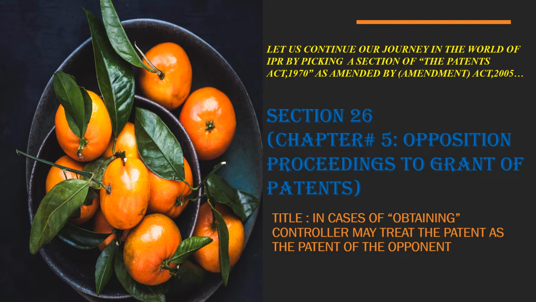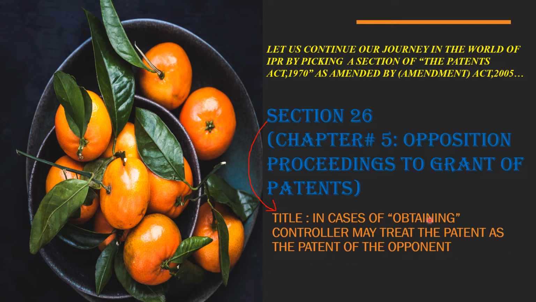Okay, now let us continue our journey in the world of IPR by picking a specific section of the Patents Act 1970 as amended by Amendment Act 2005. And today's specific section is section number 26, and this comes from chapter 5, and the title for chapter 5 is Opposition Proceedings to Grant of Patents. Okay, and here the title for section 26 is: in cases of obtaining, the controller may treat the patent as the patent of the opponent.